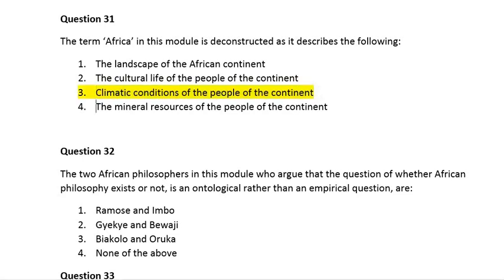Now, question 32. The two African philosophers in this module who argue that the question of whether African philosophy exists or not is an ontological rather than an empirical question are number 1, Ramose and Imbo, number 2, Gyekye and Wiredu, number 3, Bewaji and Oruka, number 4, none of the above. So here guys, the correct answer is number 1, which is Ramose and Imbo.